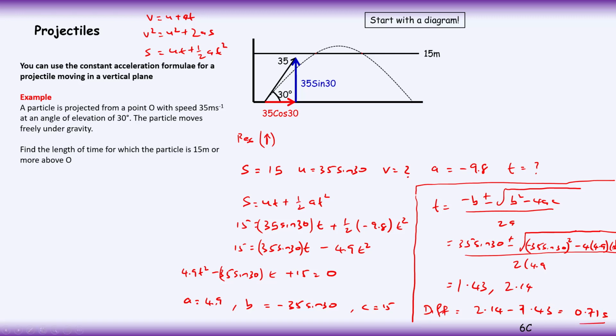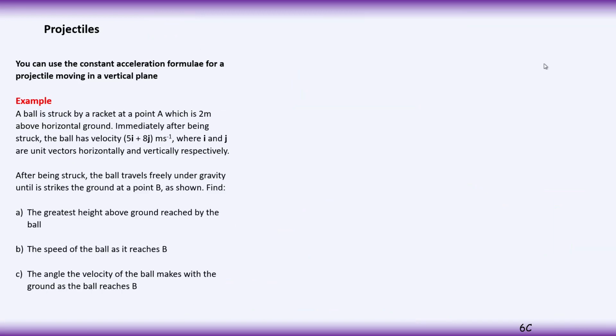Hit pause, make some notes. When you're ready, hit play, and we'll look at another example. Okay, in this example, we've got a ball struck by a racket at a point A, 2 meters above the horizontal ground. Immediately after being struck, the ball has a velocity 5i plus 8j. I and j are unit vectors, horizontally and vertically. After being struck, the ball travels freely under gravity until it strikes the ground at point B. Find the greatest height above the ground, the speed of the ball as it reaches B, and the angle the ball makes with the ground as it reaches B.